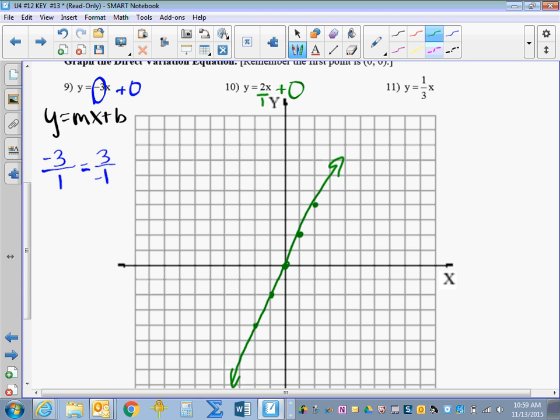Again, notice that it has a y-intercept of 0. You always have to plot the one in the middle, because my y-intercept for these is 0.